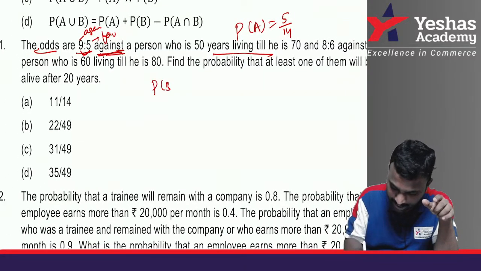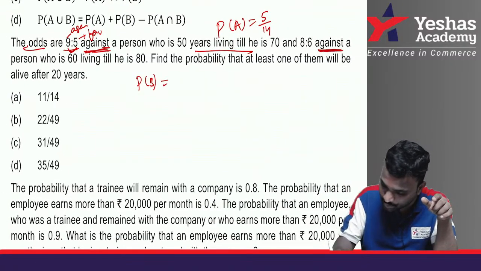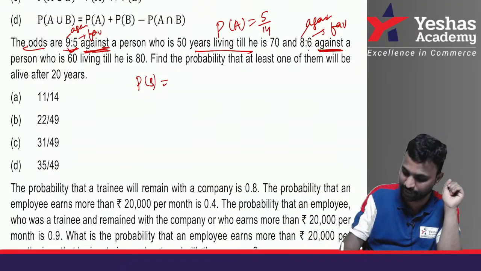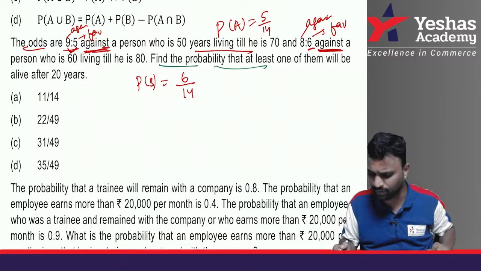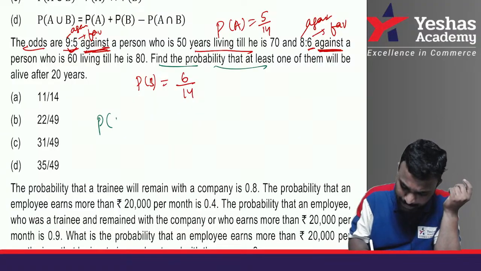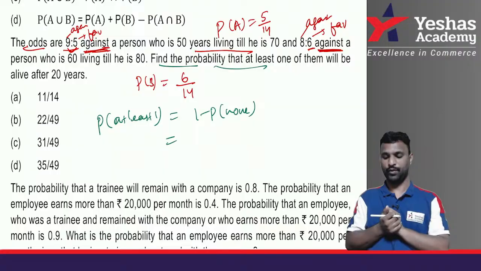For the other person living for another 20 years, again here they have given odds against only. So this one will be against, this one will be in favor. So for the survival probability, you need to take favorable outcomes only, 6 out of 14. Now the question is, find the probability that at least one of them will be alive for the next 20 years. At least one means P of at least one. If you want to find out, it is 1 minus the probability of none living for another 20 years.